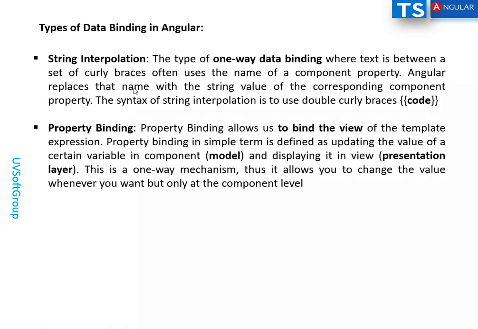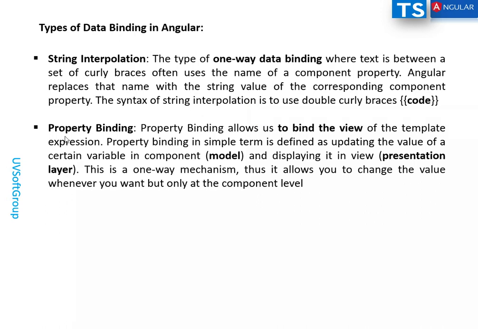You saw that there's a different type of data binding. There's string interpolation, which is a one-way data binding, where the text between a set of curly braces, like you see in one of the examples, is sent to your model. So this is one way: from your view into your model level.